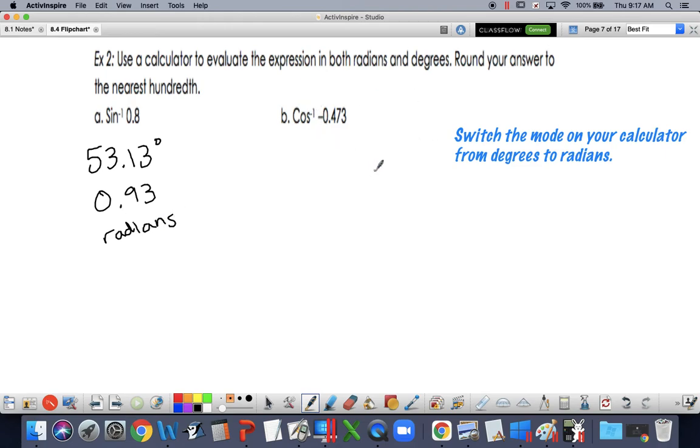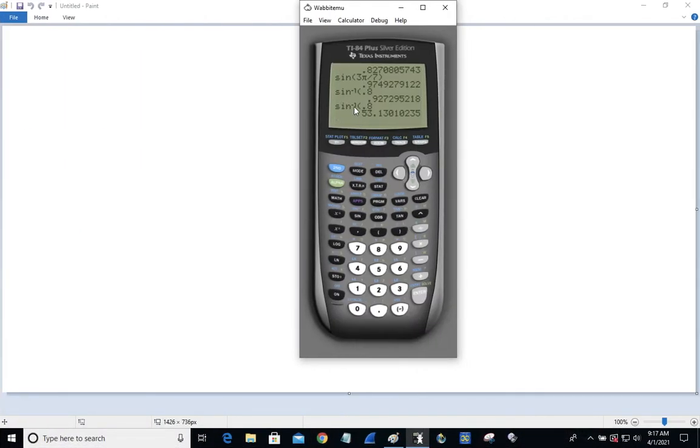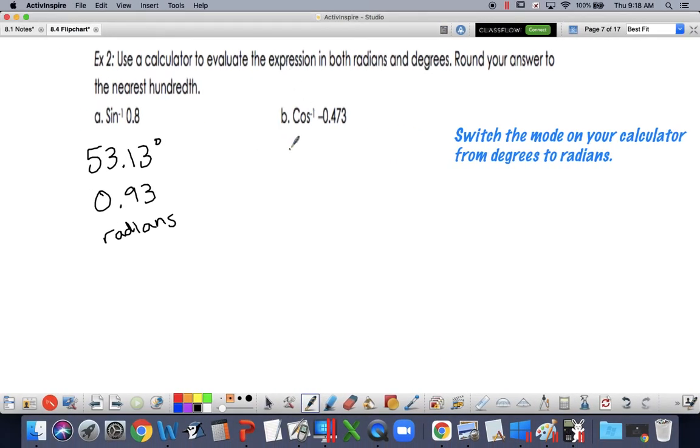Inverse cosine of negative 0.473. So let's find the degrees one first, since we're in degrees right now. So second cosine, negative 0.473, enter. And I get 118.23 degrees. Now let's change our mode. Second cosine, negative 0.473. And I get 2.06. So let's go ahead and fill those out. 118.23 degrees, or 2.06 radians.